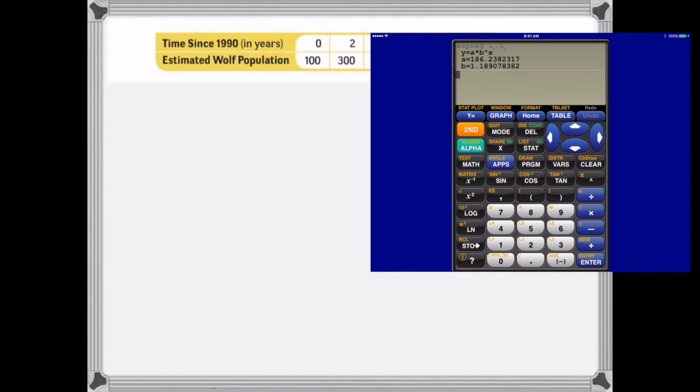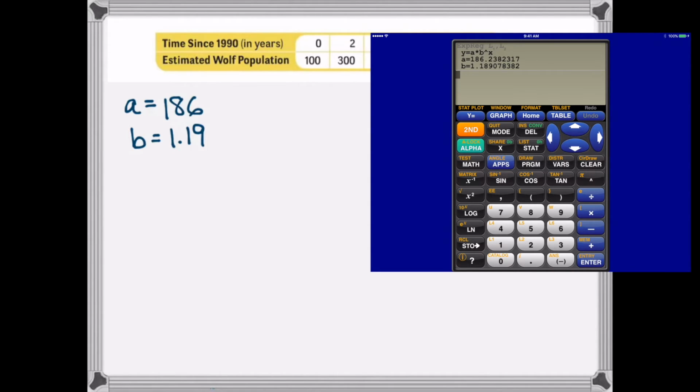Since A equals 186.238, I'm going to round that to 186. We're talking about wolves here, so whole numbers are best. So my A is equal to 186. B is equal to 1.189, which I will round to 1.19.